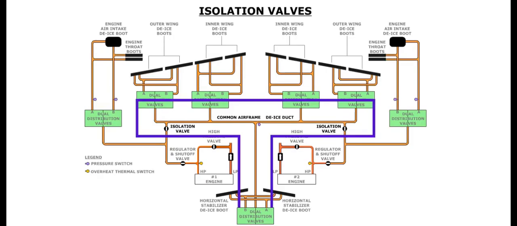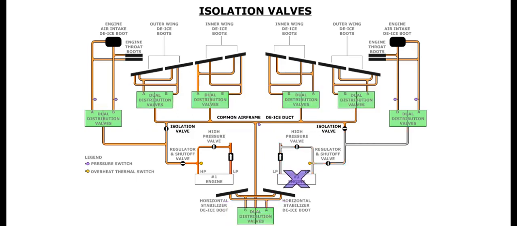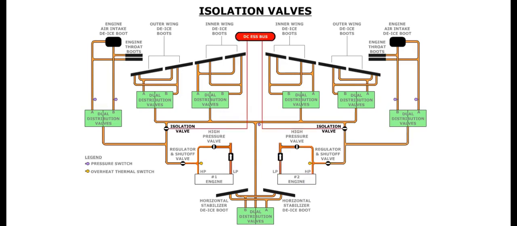The isolation valves connect the pneumatic bleed supply from each engine to a common manifold. In turn, this common manifold supplies pneumatic air to the boots for the airframe de-icing system. This arrangement allows the system to remain operative in the event one engine has failed. The isolation valves are powered by the DC essential bus.